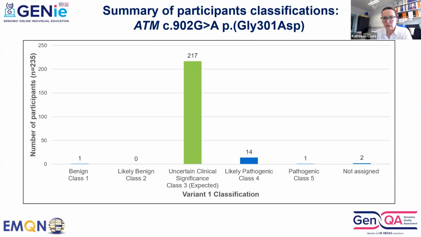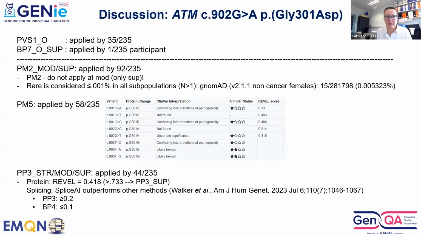This was also the outcome from the large majority of the people who have classified the variant. As you can see here, there were a few that classified it as likely pathogenic, which is of course not advised. And on the next slide, we can see what arguments have been applied. PVS1 observed was applied by 35 participants and the BP7 only by 1 participant who indicated that cDNA analysis had been done.